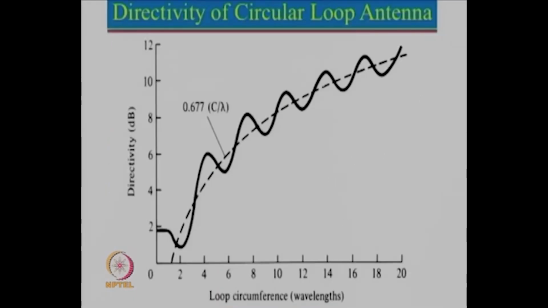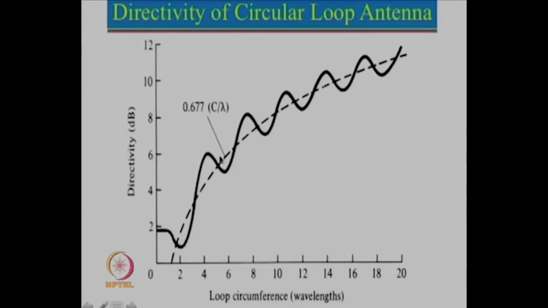So, here is the expression for the directivity. Here we have a loop circumference normalized with respect to wavelength, and this is the directivity in dB. Now, for a very small loop, you can see that the directivity is slightly less than 2 dB, which is somewhat similar to a small length dipole antenna. We saw that the directivity is of the order of 1.74 dB. So, it is very similar to that.